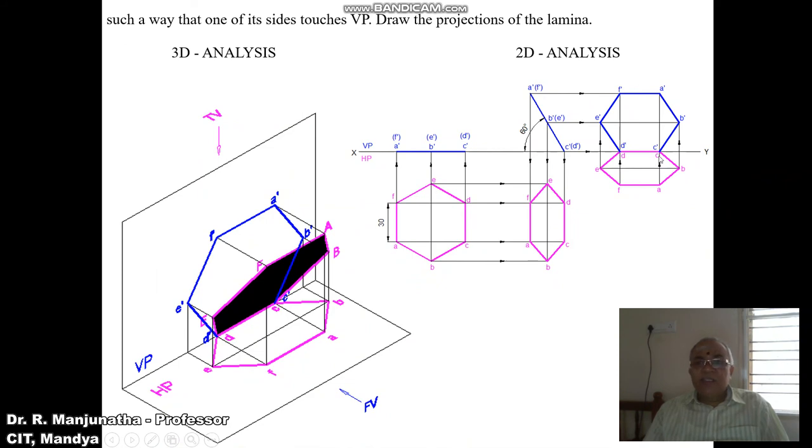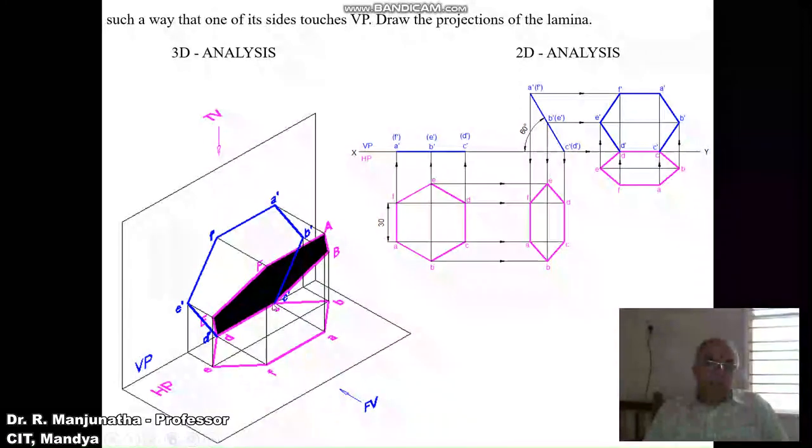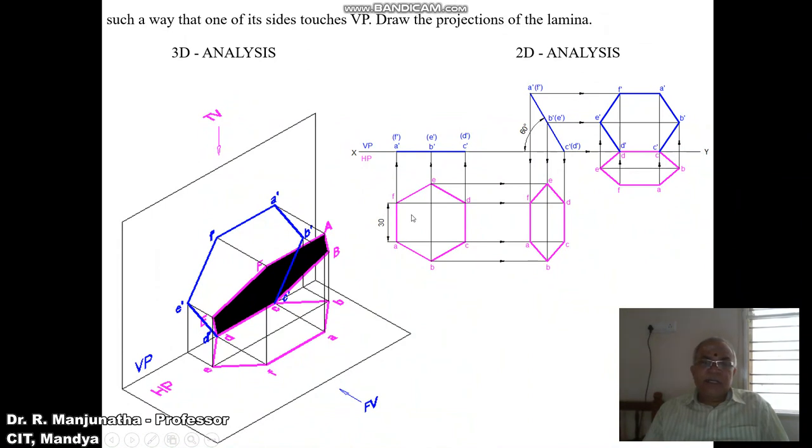You can see here CD is resting on VP and c dash d dash is resting on HP. Rewrite the top view and then project it to get the front view. In the 3D analysis also, we can see that CD is on VP, c dash d dash is on the XY line, HP, so that a side is resting on both HP and VP, and it is inclined at an angle of 60 degrees with respect to HP. When you look from the front view, we can see the projected surface on the vertical plane.